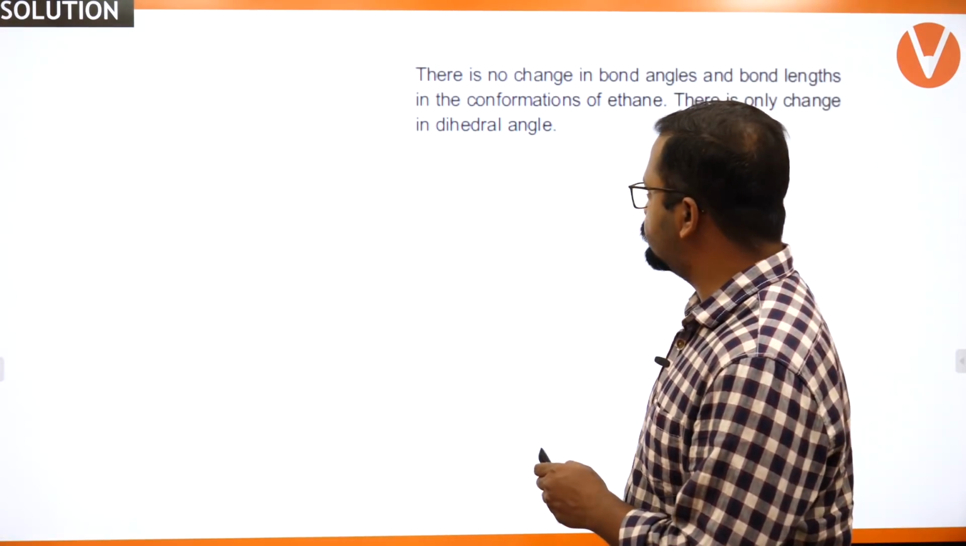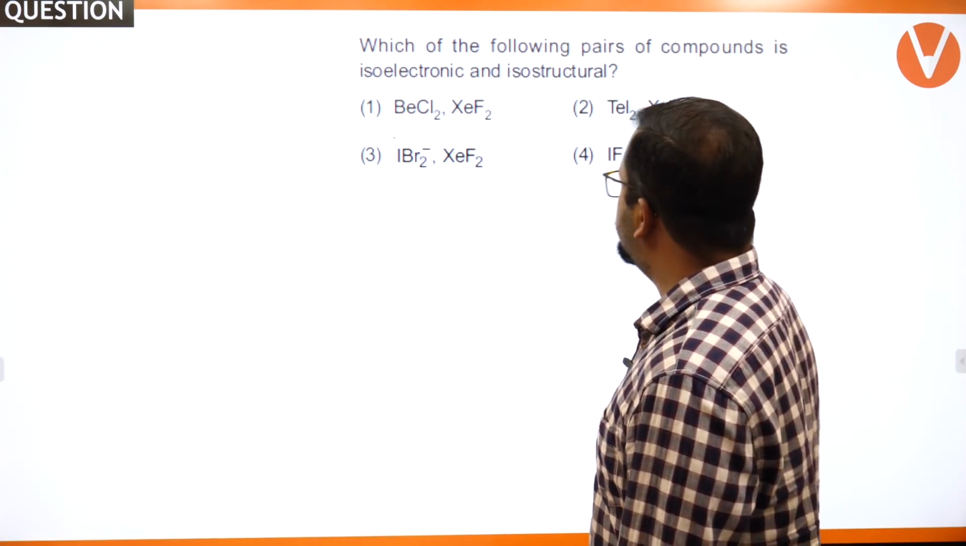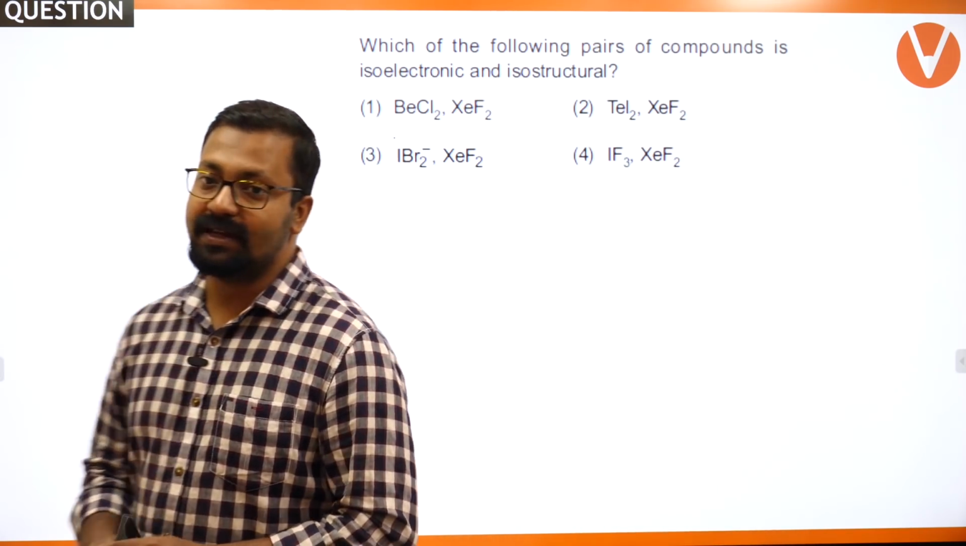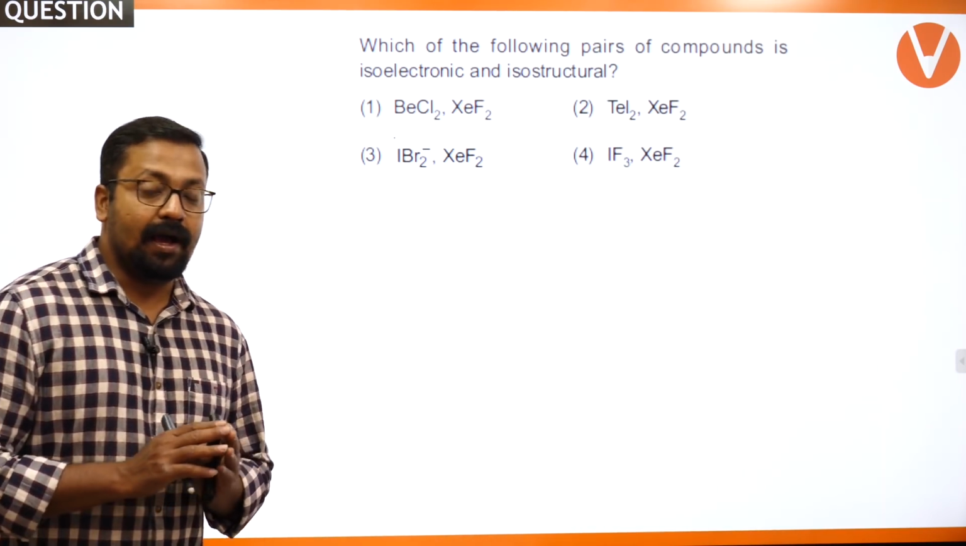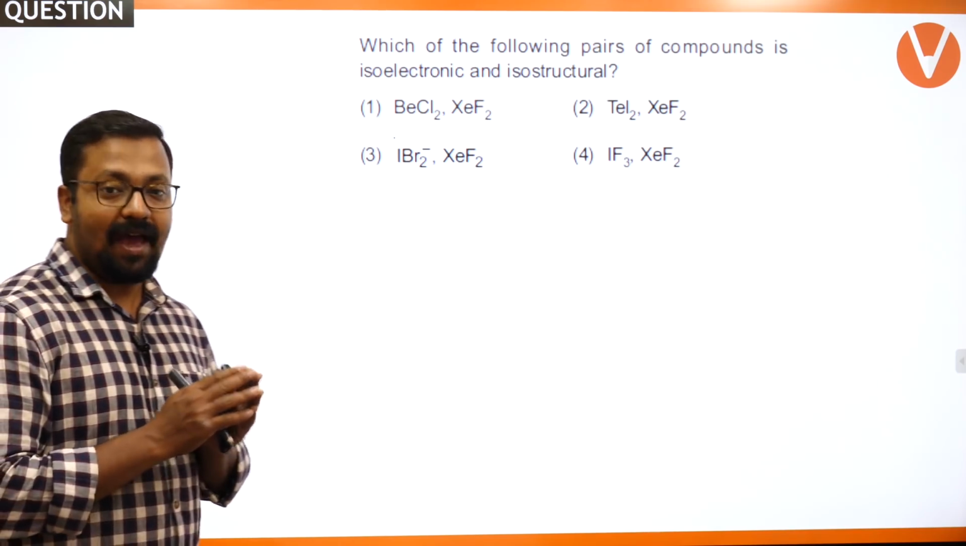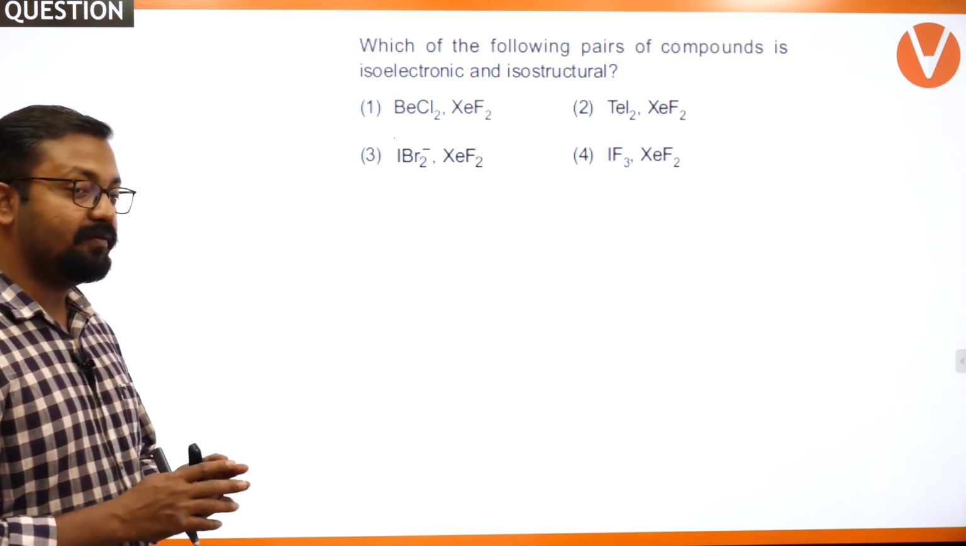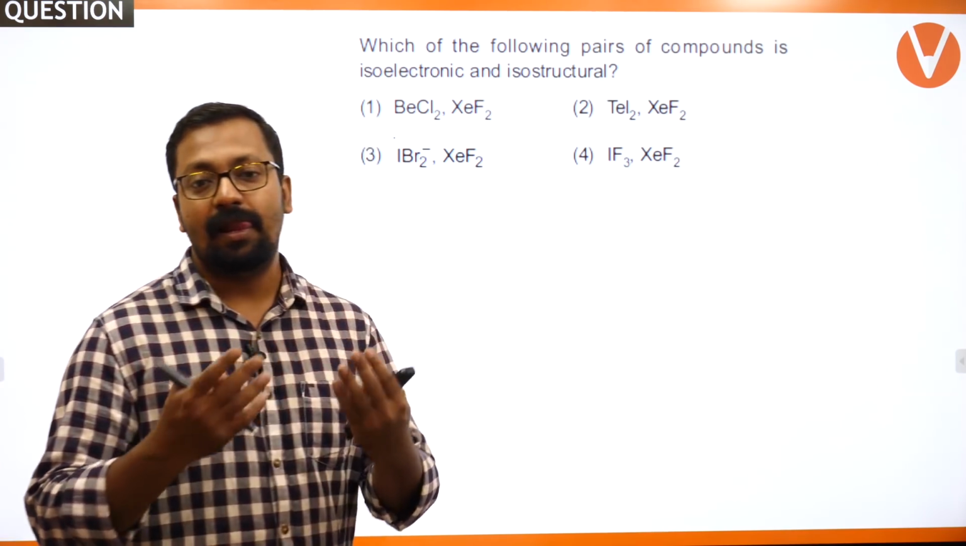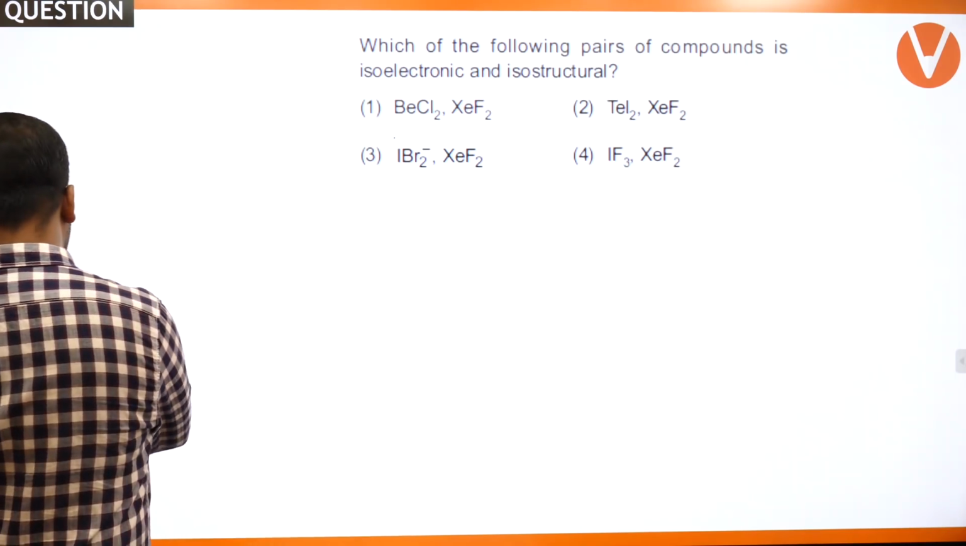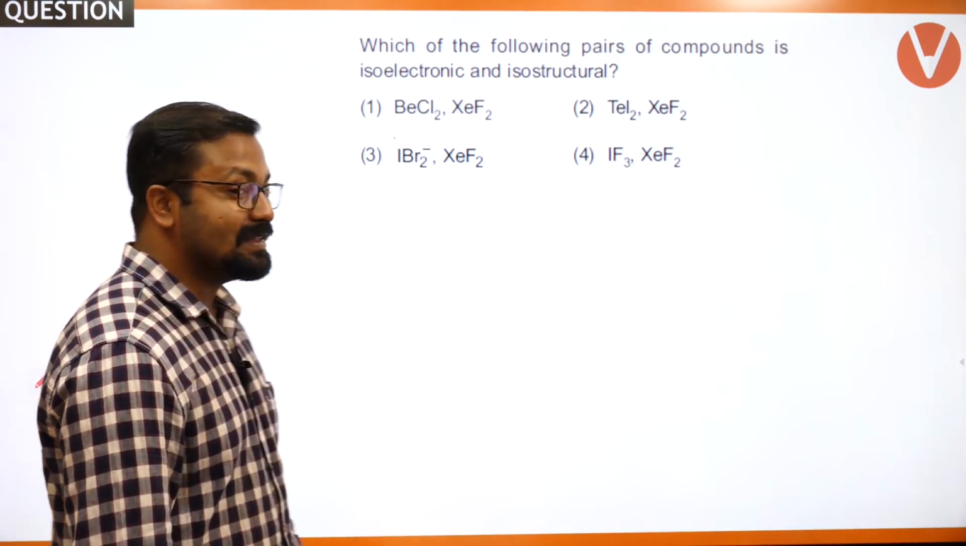Next question. Which of the following pairs of compounds is isoelectronic as well as isostructural? A lot of books have given a number of answers. A lot of question papers have given a number of answers. Solution keys have given a number of answers, but in my opinion the question is incorrect.